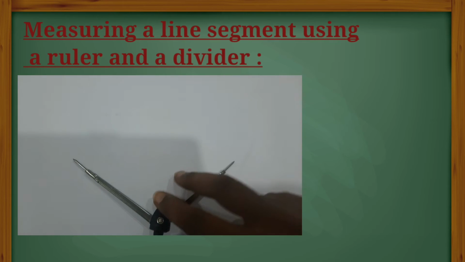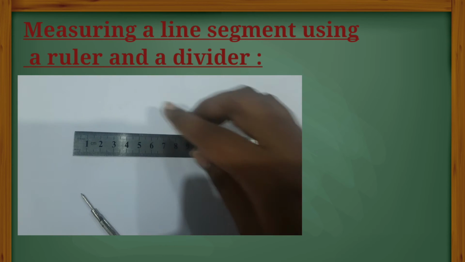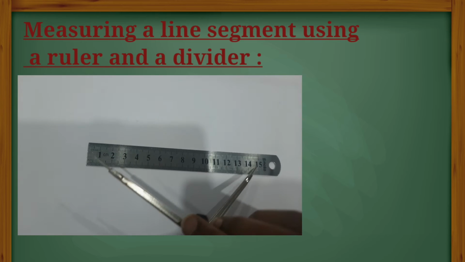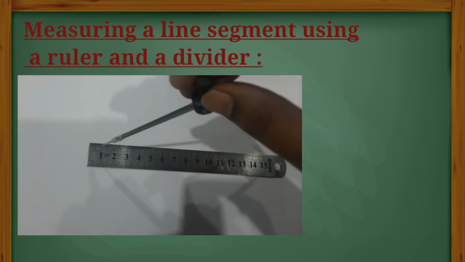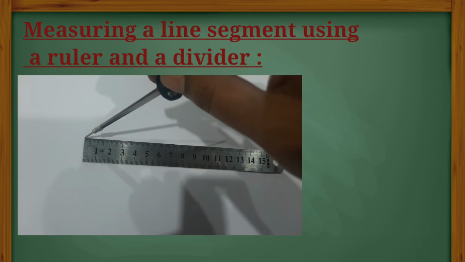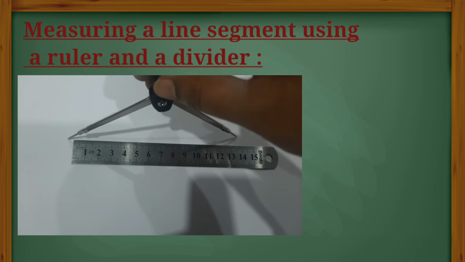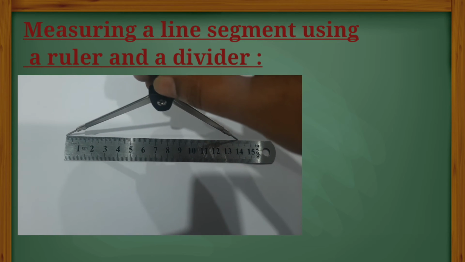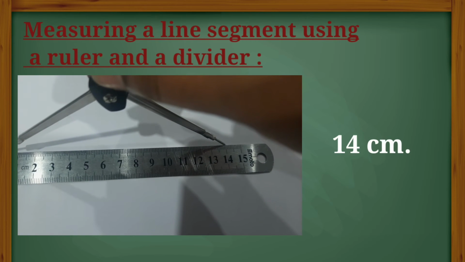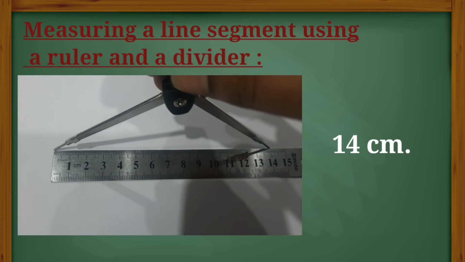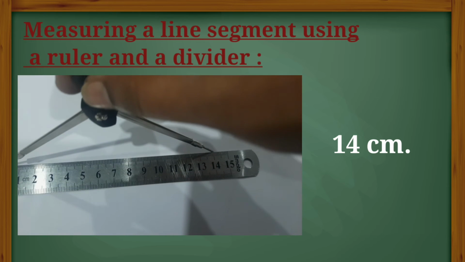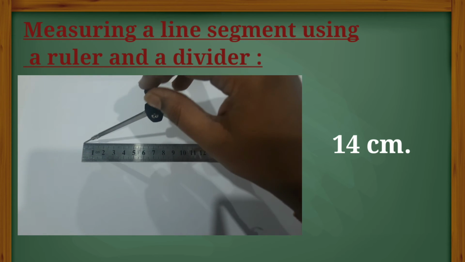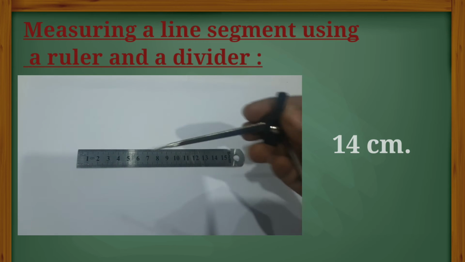See here, and after placing, read the marks against each end point. See carefully from one end to another end. What is the length of the pen? Yes, it is 14 centimeters only. The length of the pen is 14 centimeters. Like this, we can avoid the angular viewing problem with the help of this divider.